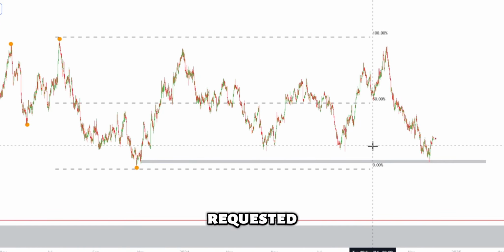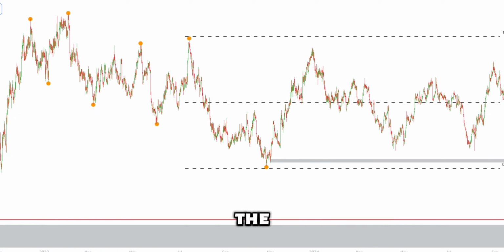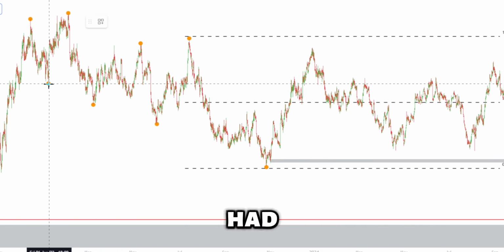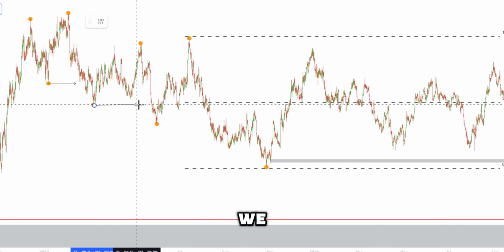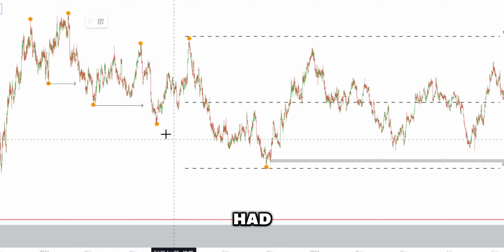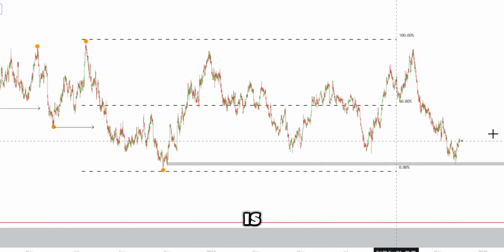These are pairs that have been requested by many people. Again, let's just look at the 4-hour time frame and understand, right? So the 4-hour time frame, we had multiple bearish breaks of structure. So we had a bearish break over here. We had a bearish break over here. We had a bearish break over here. So overall, our structure is basically bearish, right?